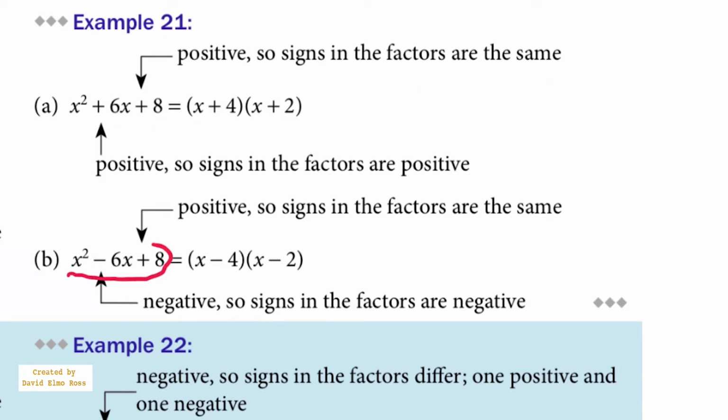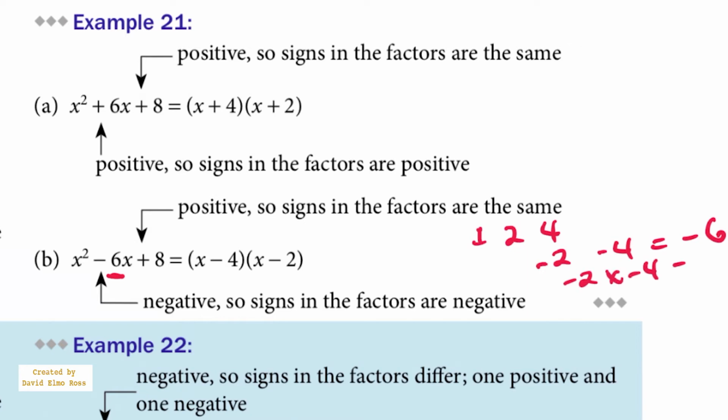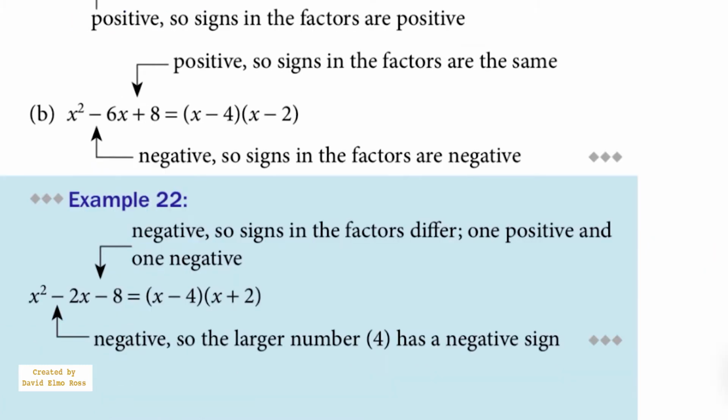Let's take a look at this one, which is very similar. Again, we still have factors of 1, 2, and 4 for 8. But this time we have to combine them so we get minus 6. So minus 2 minus 4 gives us minus 6. That works. And then minus 2 times minus 4 does indeed give us 8. And that's why our solution is x minus 4, x minus 2 as the factors of x squared minus 6x plus 8.